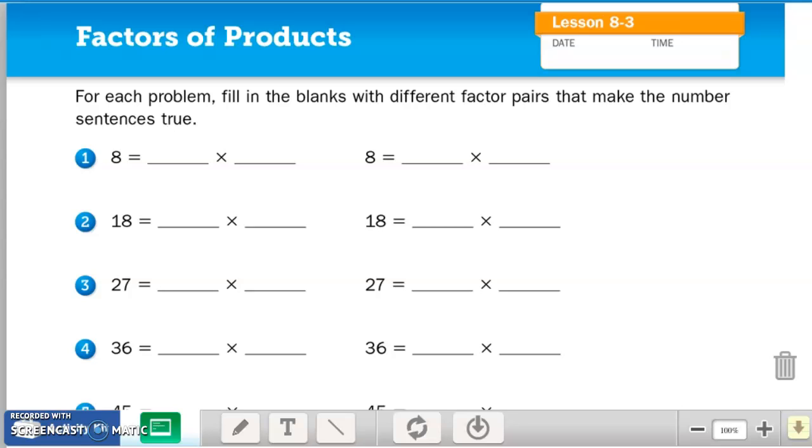We are going to continue working on factors, factors of products. That means two numbers that you multiply, you get an answer. Like we were doing 16 earlier, 2 times 8 is 16, 4 times 4 is 16. So factors of 16 are 2, 8, and 4. Now we're going to practice with some more. It says fill in the blanks with different factors.